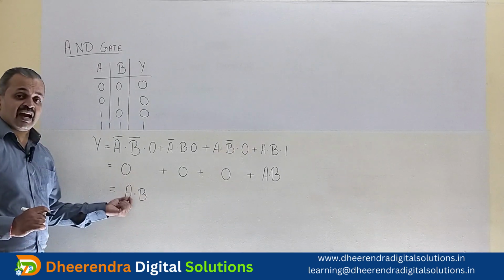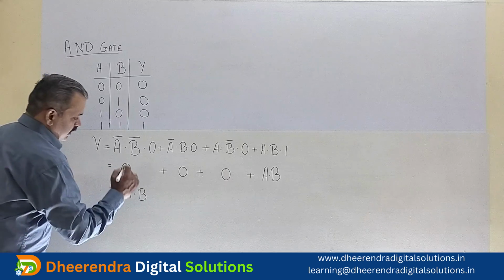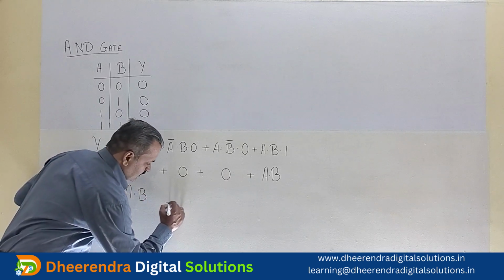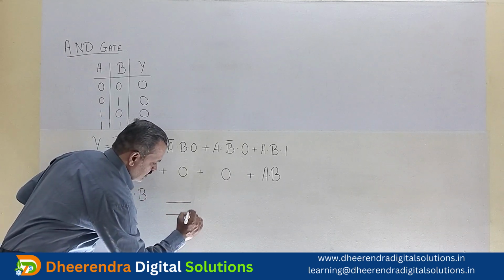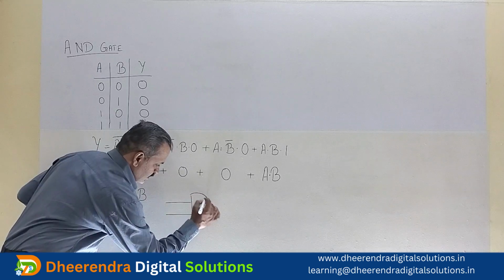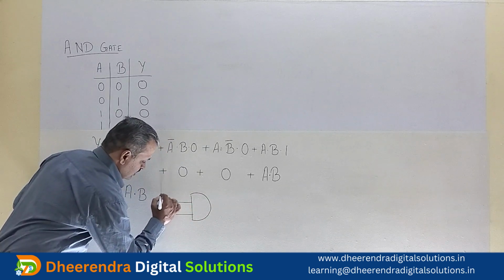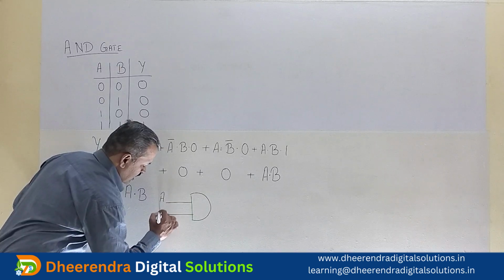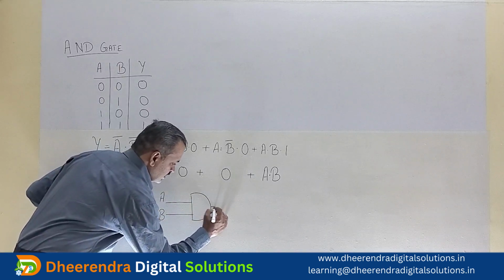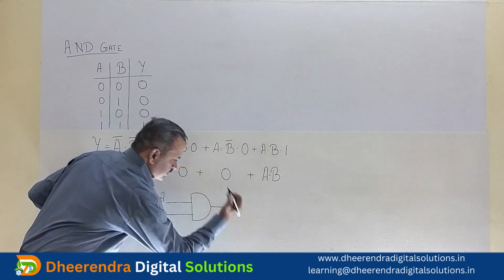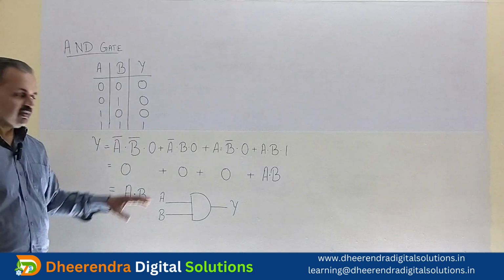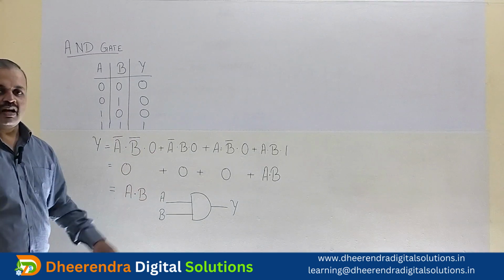Dot represents AND. Now, how do we represent the symbol? We have two signals over here, so two lines, two inputs. The shape of a D is used, with A and B over here, and this will be our output Y. This is how we represent our AND gate.